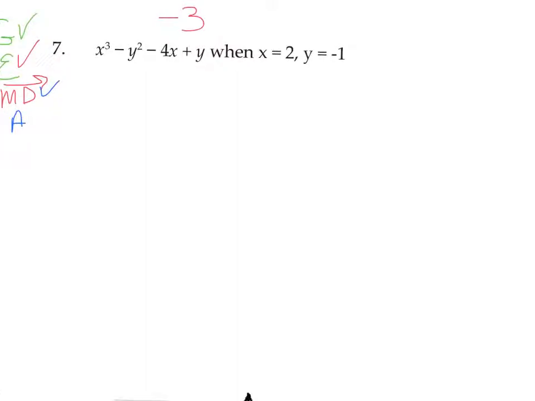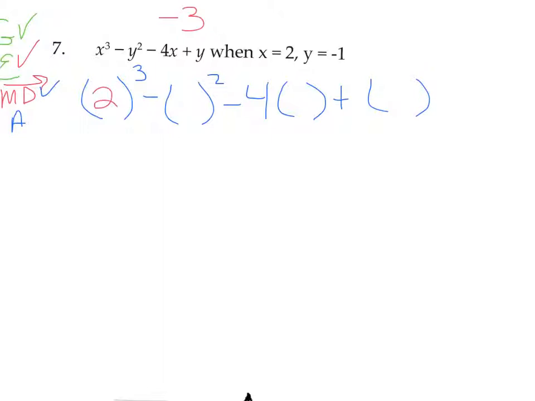Okay, we're going to do it again. We have x and y again here. So using the parentheses, that would be x cubed minus y squared minus 4x plus y. Okay, let's use x is 2, positive 2. So x here and here. Y is negative 1, so y here and here.